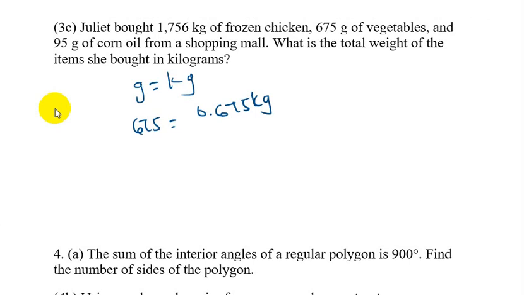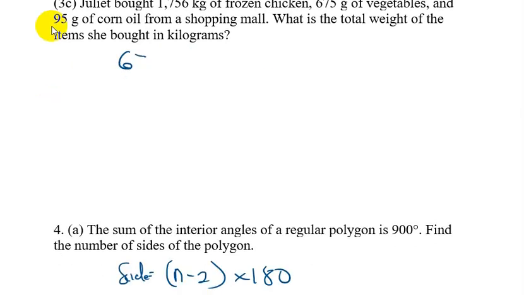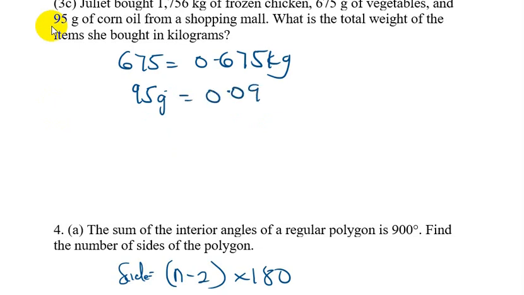Okay, and also 95 gram will be 0.095 kg. Now what we do is we divide by 1000. So 675 will be 0.675 kg, and also 95 gram will be 0.095.